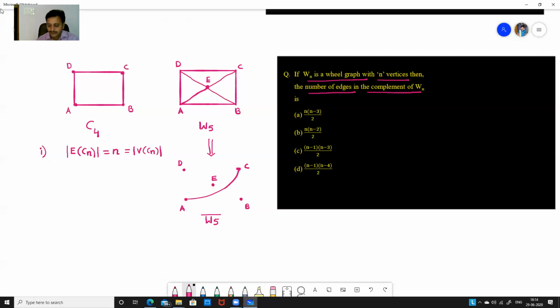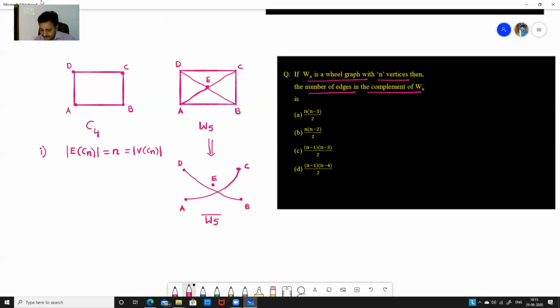Similarly, vertex D is adjacent to C, E, A, but not to B. Therefore, I can draw an edge from D to B. Okay, D to B. B is adjacent to A, E, C, but not D. Therefore, I can draw it from B to D, which we have already drawn. It means that this W5 complement contains two parts. What are they?